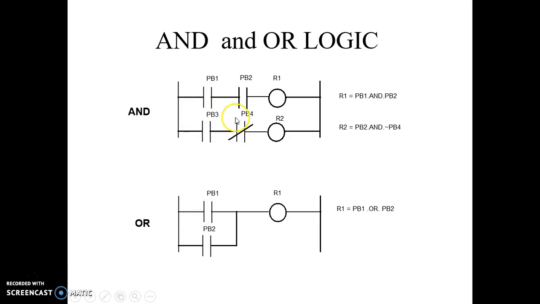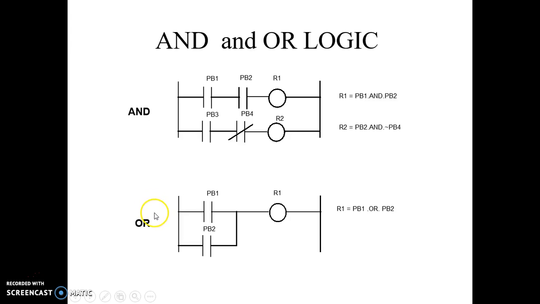So this is for AND logic. One condition is this, the second condition is this. There may be a third condition, where PB3 is normally closed and PB4 is normally open. Then you may take an output.